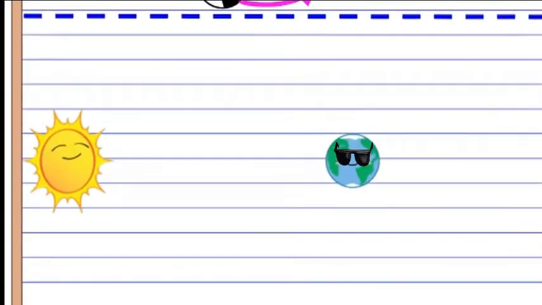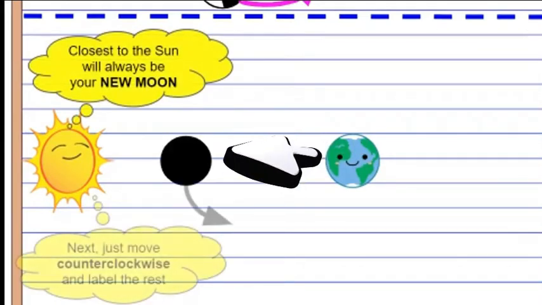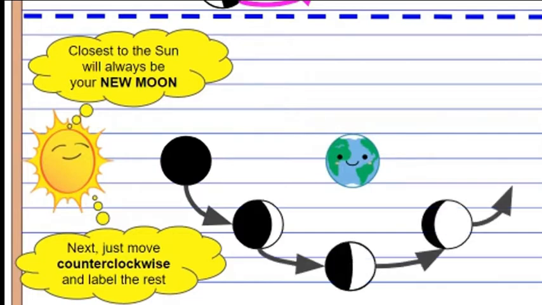So once again, we're drawing our earth and our sun, but this time our sun is going to be on the left-hand side. So always draw that moon closest to the sun. And remember, this is always our new moon and the beginning of our lunar cycle. Now we're going to move counterclockwise again and simply draw.